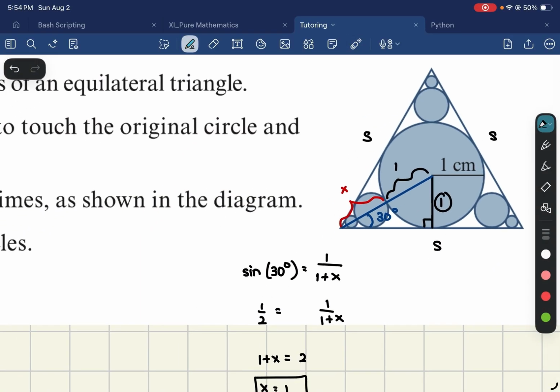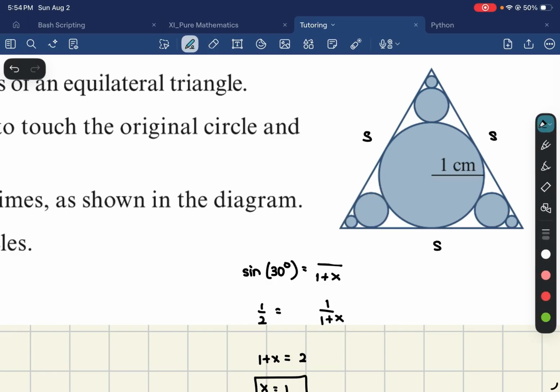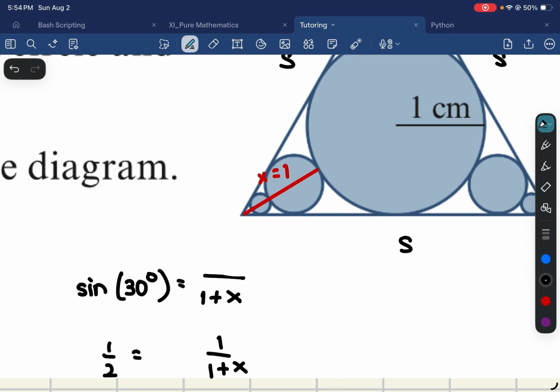All right. So now I'm going to erase some things. So I'm going to erase my triangle. All right, but I'm going to keep my x. So I know that this distance, which I previously called x, is equal to 1. All right, now what am I going to do? I'm going to repeat the process. I'm going to drop a perpendicular from the middle of this circle, just like I did for my big circle.